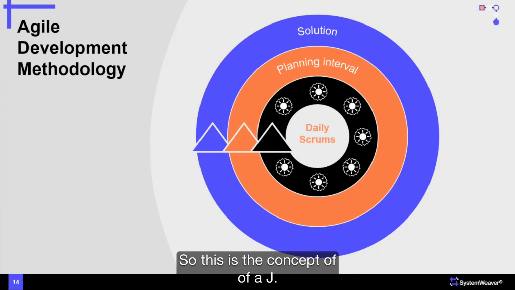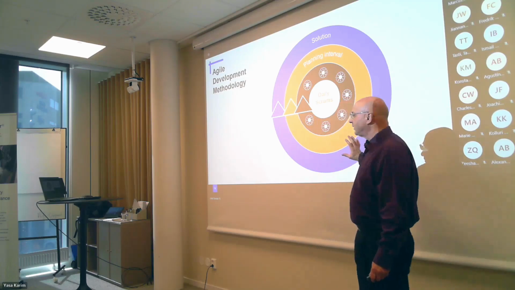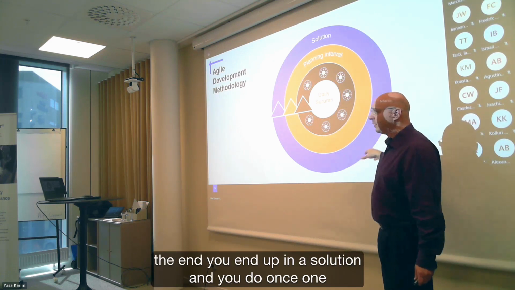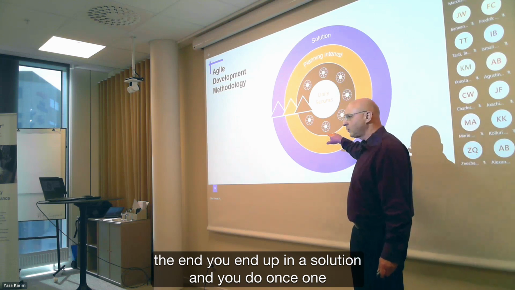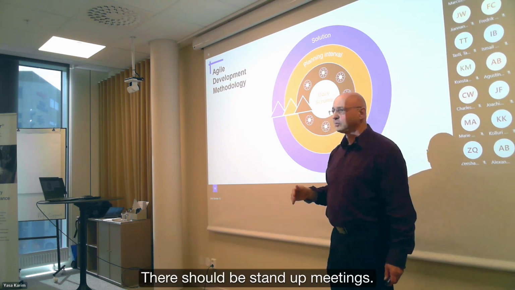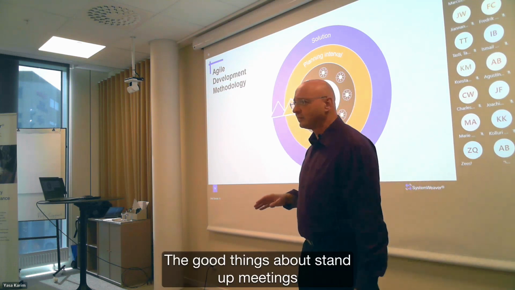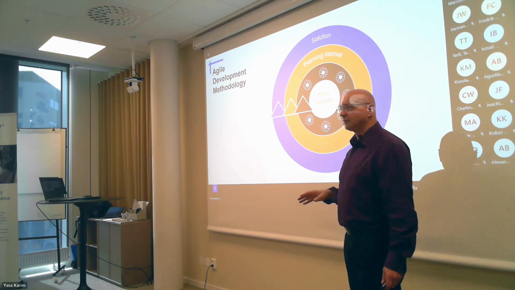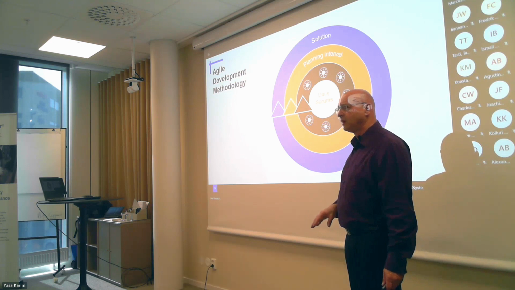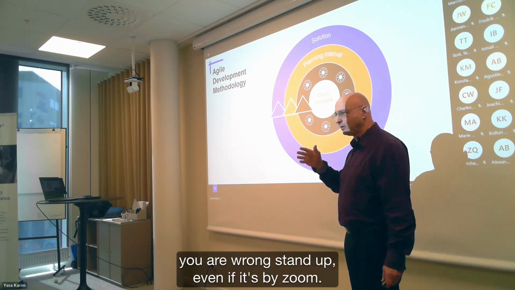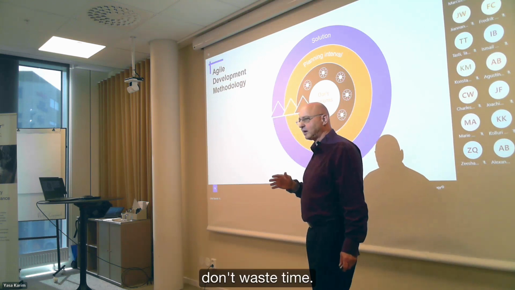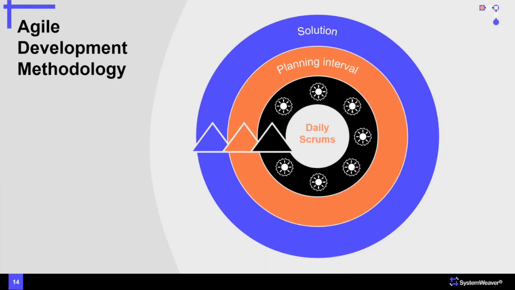So this is the concept of Agile. In Agile, you run daily scrums, you have planning intervals, and in the end, you end up in a solution. You do one sprint and another sprint, and you do daily scrums. There should be stand-up meetings. The good thing about stand-up meetings is they are standing up. That means your legs hurt. If you do stand-up meetings by Zoom, you are wrong. Stand up, even if it's by Zoom. This way you speak what you need to speak and you don't waste time. So they need to be very short. So this is the concept.